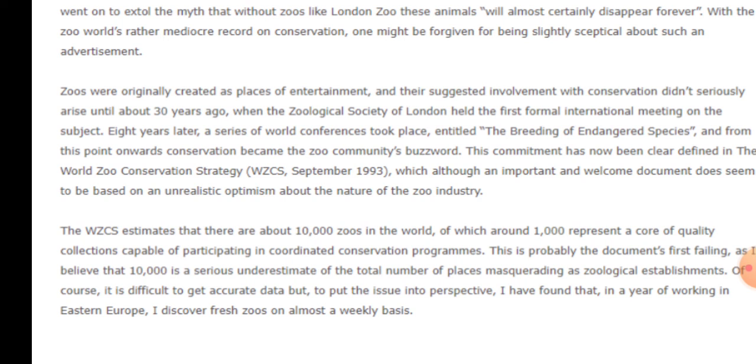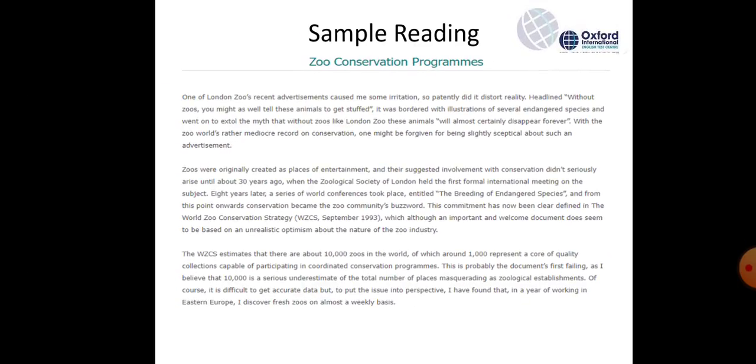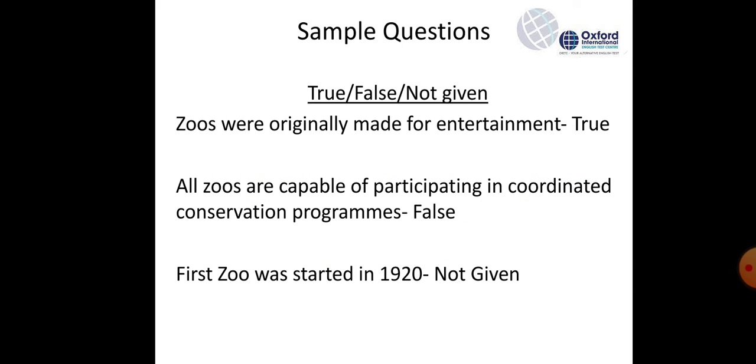And I've seen, yes, coordinated conservation programs, and I'll just read the sentence now. Estimates that there are about 10,000 zoos in the world, of which around 1,000 represent core quality collections capable of participating in coordinated conservation programs. That was the keyword. Okay, right, and now see, all zoos are capable of participating in coordinated conservation programs. No, it is false, because out of 10,000 zoos, only about a thousand were qualified for this. So I can say this is false.